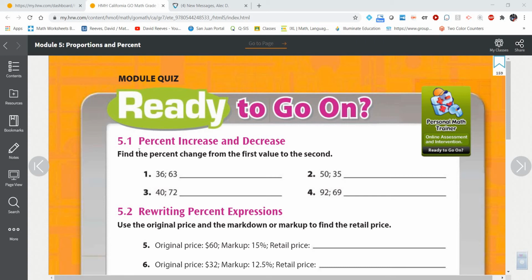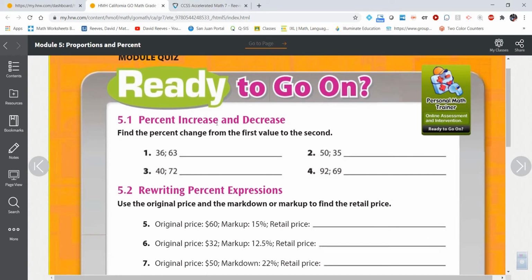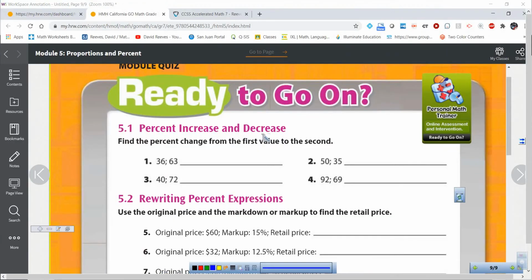Well, hey, everybody, Mr. Reeves back with you, and we are now on the Module 5 module quiz as we prepare for the upcoming quiz on percents and problem solving with percents. All right, so we're going to dive right in with lesson 5.1, which was percent of increase and decrease.